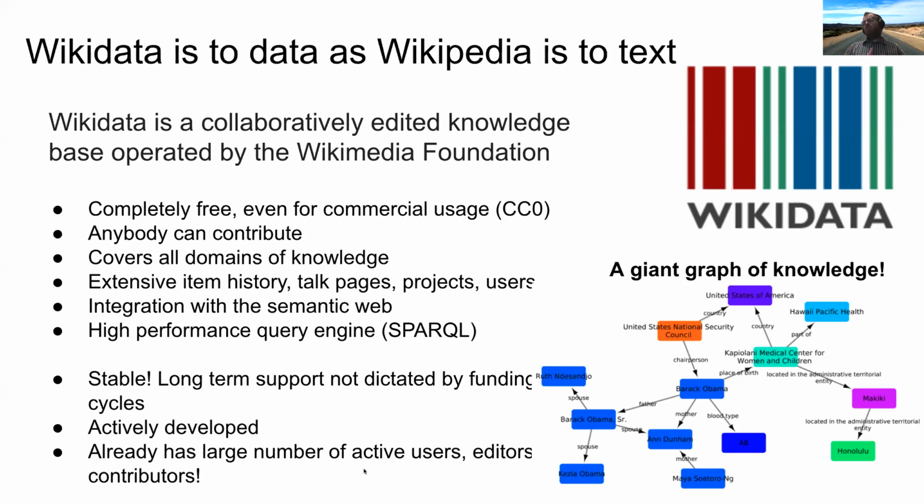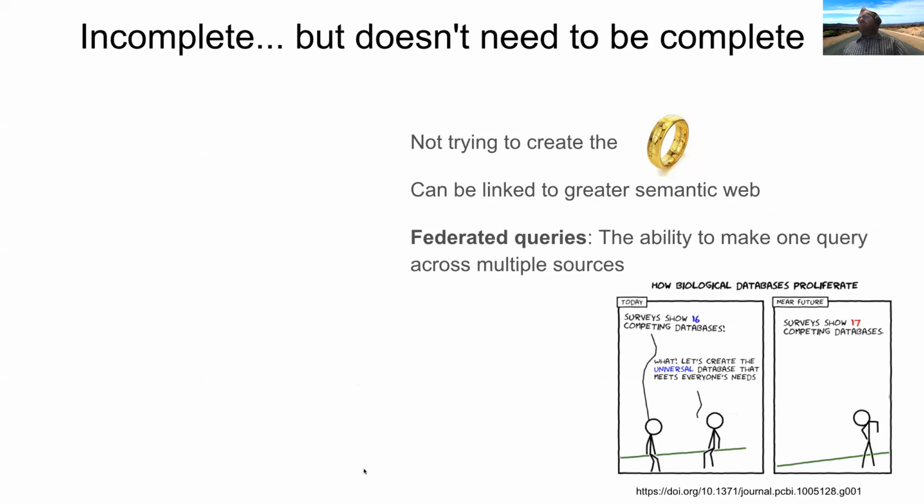Anybody can contribute, both bots and humans. It covers not only the life sciences but also museums, and every kind of human society can be covered. It's scopeless. It integrates well with the semantic web, so it's stable. It has long-term support and is not dictated by funding cycles. But it's incomplete. That's not a problem. It doesn't need to be.